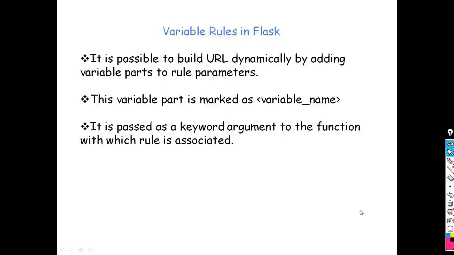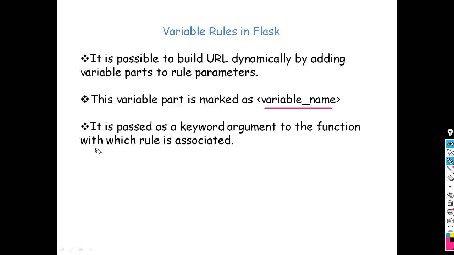What are the variable rules in Flask to create dynamic URLs? It is possible to build a URL dynamically by adding variable parts to the rule parameter. Whatever rule or URL we have defined in the last slide, that is slash about, slash home, we can change it with the help of a variable name. This variable part is marked as variable name.